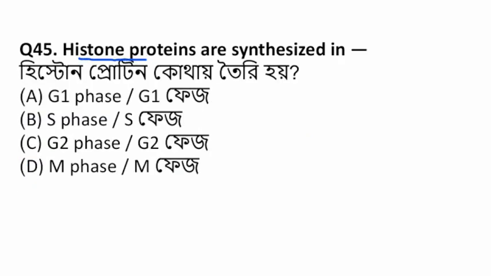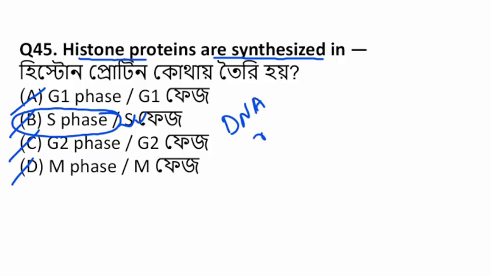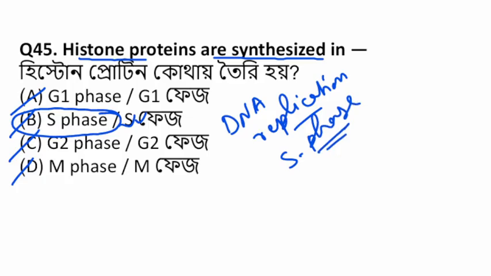Histone proteins are synthesized in. The histone proteinটা কোন পর্যায়ে তৈরি হয়? G1 phase, S phase, G2 phase or M phase. Histone proteins are synthesized in S phase along with DNA replication. Replication is occurring in S phase. S phase এর মধ্যে DNA replicationটা হচ্ছে, তার সাথে হিস্টোন প্রোটিনগুলো সিনথেসিস হবে.